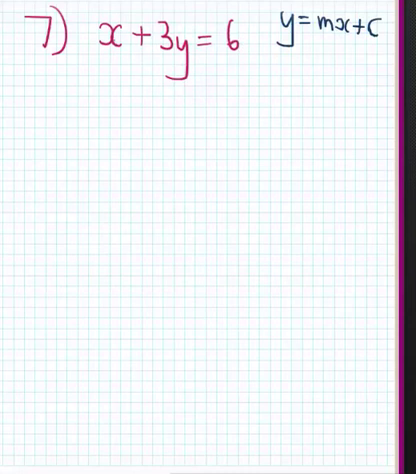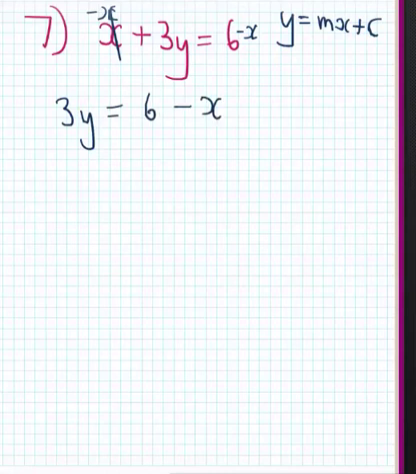So my advice is the first step is to remove the number or variable, in this case, that is furthest away from the y, and that is the x. So that's a positive x, so I have to subtract x from this side and take away x from there. So I will have 3y equals 6 take away x. And my final step is to get rid of my 3.